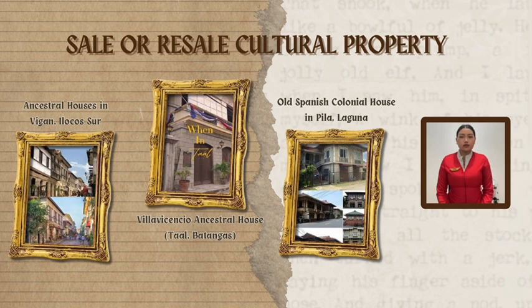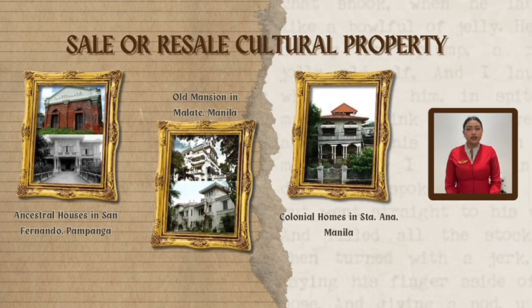Third is the old Spanish colonial house in Pila, Laguna. Pila is known for its well-preserved town plaza surrounded by old Spanish era homes. Some of these houses are privately owned, and those not classified as cultural treasures may be sold or resold by their owners. Fourth is the ancestral house in San Fernando, Pampanga. This town of San Fernando is home to a number of heritage homes and buildings that date back to the Spanish and American colonial periods.